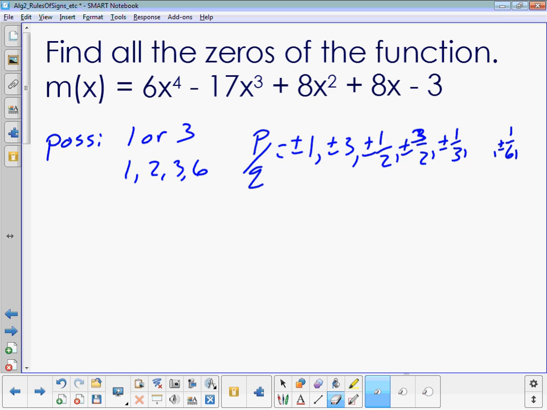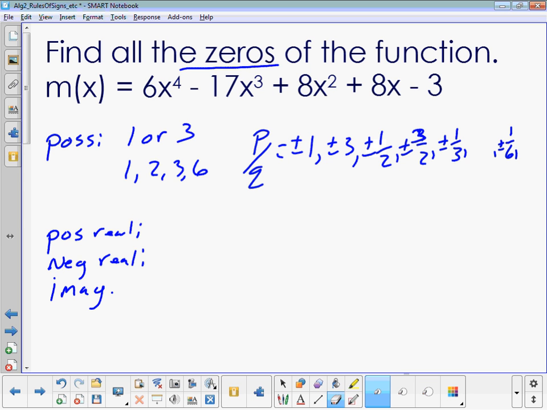Okay? Then our next step was to ask how many positive real roots are we looking for? How many negative real roots? And how many imaginary? Now, notice it said all zeros. So that means this time we might have to find imaginary roots. So let's check. Positive real roots, I'm looking for sign changes. I got a positive 6, negative 17, that's 1. Negative 17 to positive 8, that's 2. And then I got the 8x to a negative 3, so that's 3. Or down by an even number, or 1. So I definitely have a positive real root.